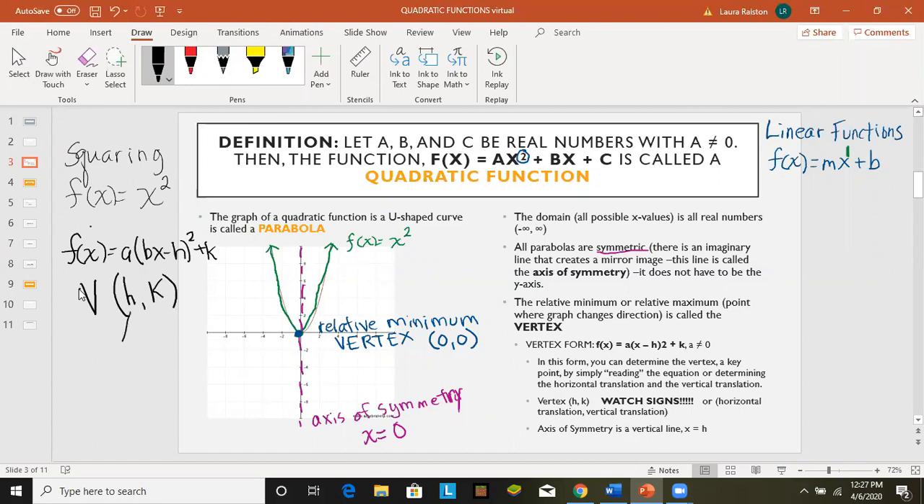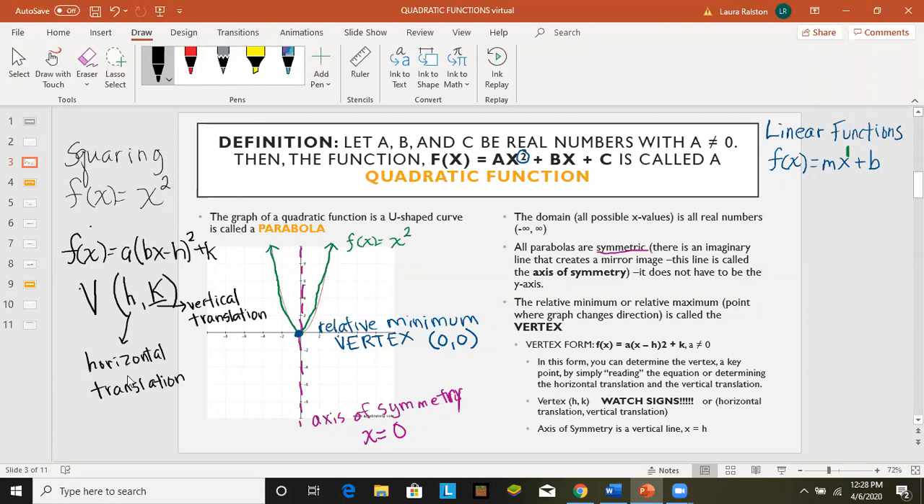Remember, h corresponds to my horizontal translation, so I have to tell how many I moved left or right. And then also the k is my vertical translation. So I can find the vertex, that point where it changes direction, by looking at my horizontal translation and my vertical translation. You do have to be careful, again, to watch your signs, and your axis of symmetry is going to be a vertical line, x equals h.